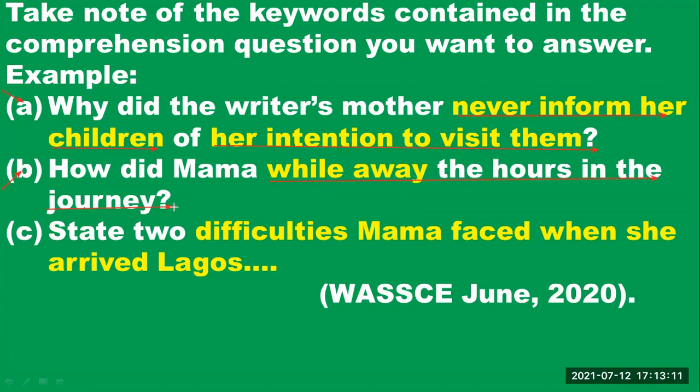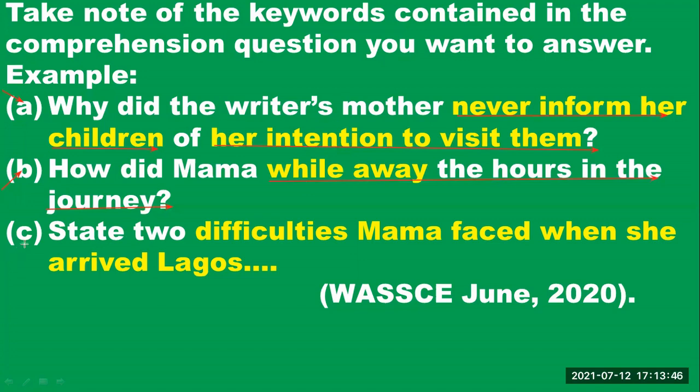When you start reading the passage in order to answer, when you are scanning for information to answer question B, what you are going to do is look for this information, how Mama whiled away the hours in the journey. So you note these keywords. So anything like spending time or whiling away the hours, once you get to it, you know that that is the clue you are looking for.